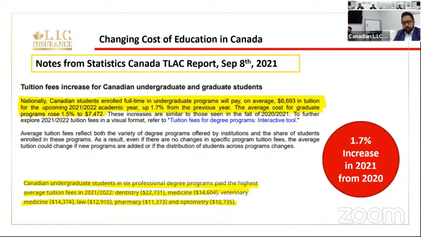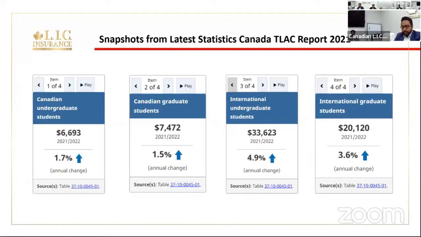So those increases in accommodation costs follow the general inflation trends. But the data that we are presenting here is specifically related to the cost of tuition and the cost of college education. If you proceed further with the slide, these are just snapshots from what Statistics Canada released just 2 months ago in terms of the increase in annual tuition fees.